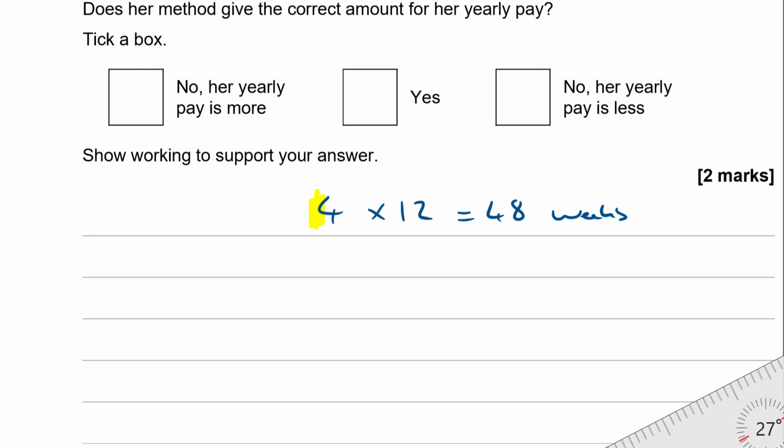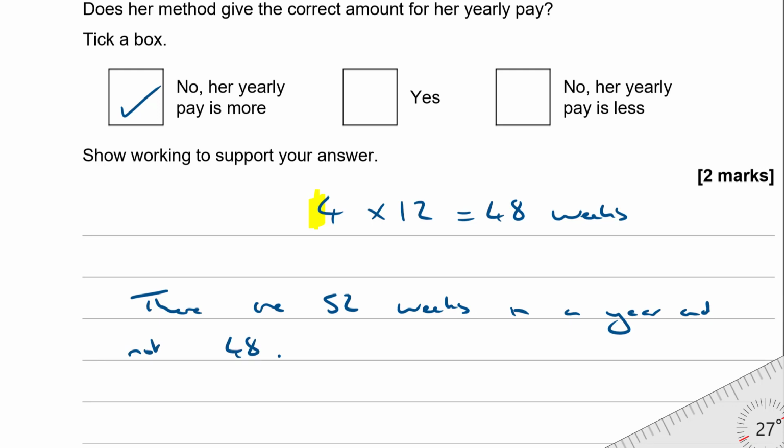So I'm going to tick no, her yearly pay is more. And the reason is there are 52 weeks in a year and not 48. Okay, that's assuming, like I say, that she's working every single week.